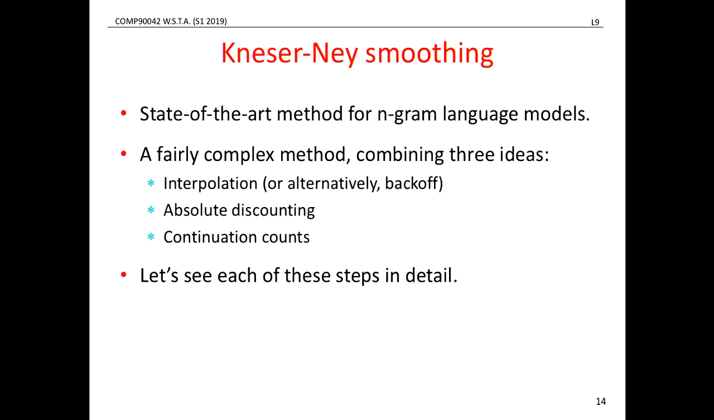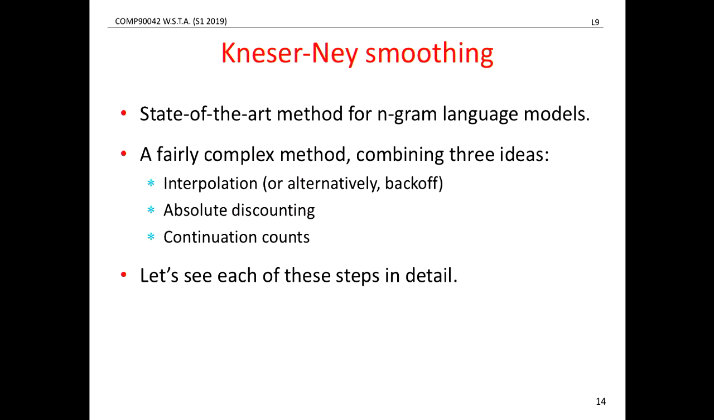Okay, so the last method that I want to talk about is Kneser-Ney smoothing. So this is the state of the art for n-gram language models, the method that generalizes the best to unseen test data.